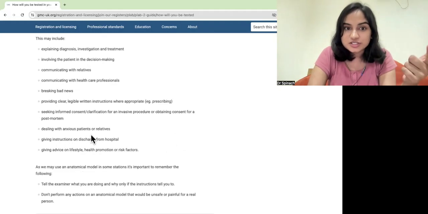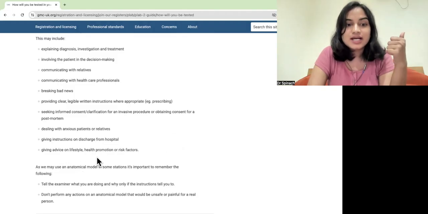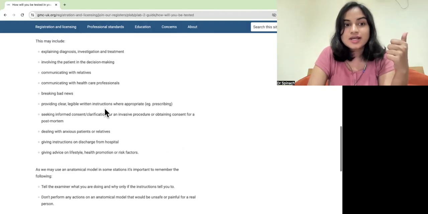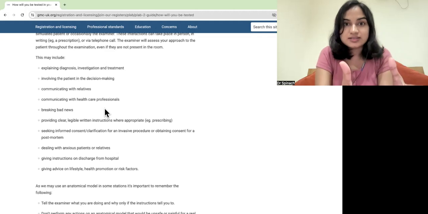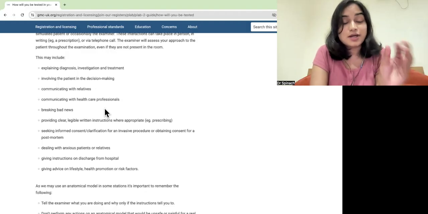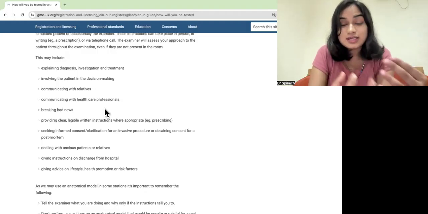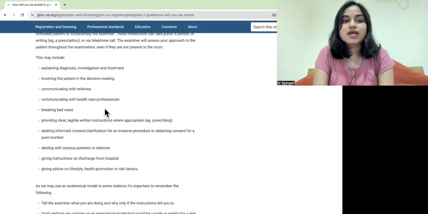Dealing with anxious patients or relatives, giving instructions on discharge from hospital, and giving advice on lifestyle, health promotion, or risk factors. Now, they have not only covered how you are communicating in these cases, but they have also told you that these are some types of things that may come under PLAB-2. So we do practice these under PLAB-2 stations, right? But it's sometimes just under one station. We have a lot of things.